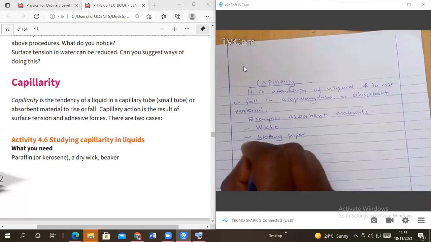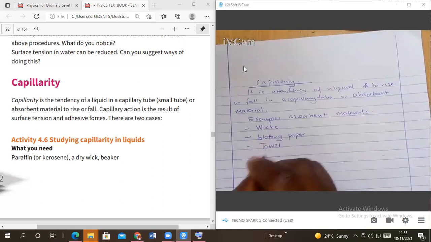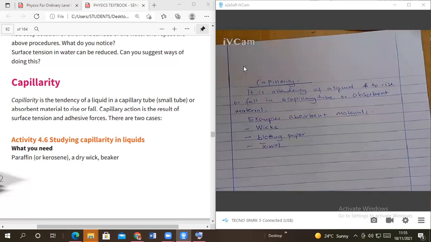We have a towel. Those small towels, when you put one in the water, the water will rise in that towel. When you hang it, the water will fall down and the towel will become dry. So a towel or cloth, some cotton clothing are absorbent materials. Are we together?